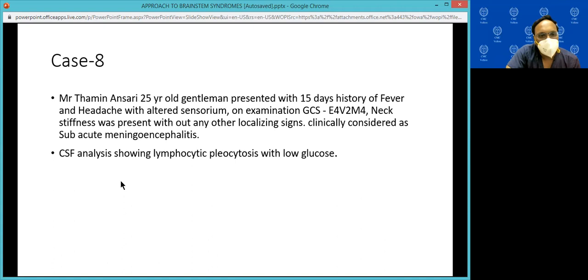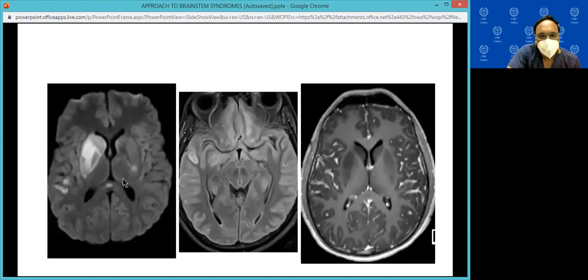Coming to case 8, a 25-year-old presented with a 50-day history of headache and altered sensorium. On examination the GCS was E4, V2, M2, and there was neck stiffness without any localizing signs. So we considered subacute meningoencephalitis, and the CSF showed lymphocytic pleocytosis with low glucose. You can see this MRI. In the FLAIR you have T2 hyperintensities and also infarcts in the basal ganglia area, and in the contrast you can see the leptomeningeal enhancement.